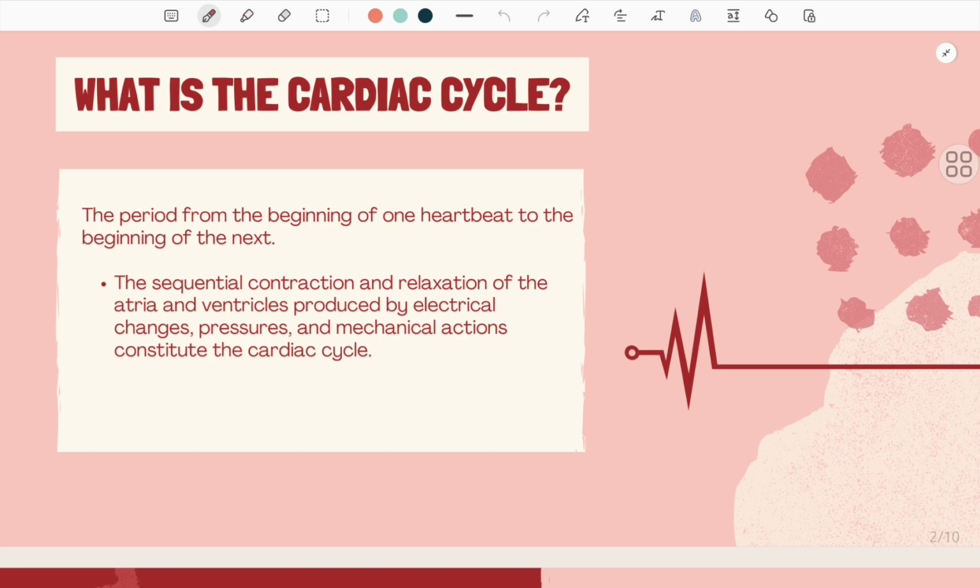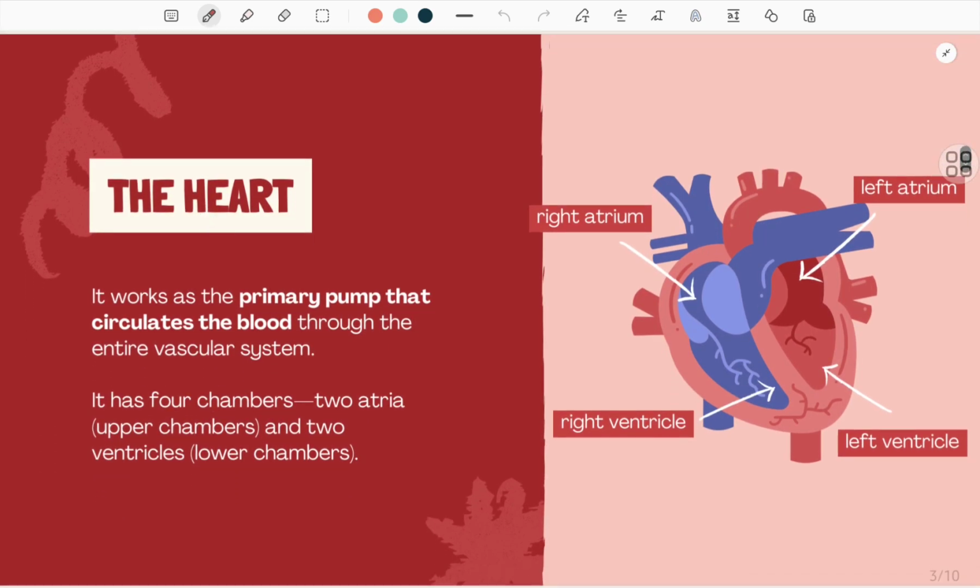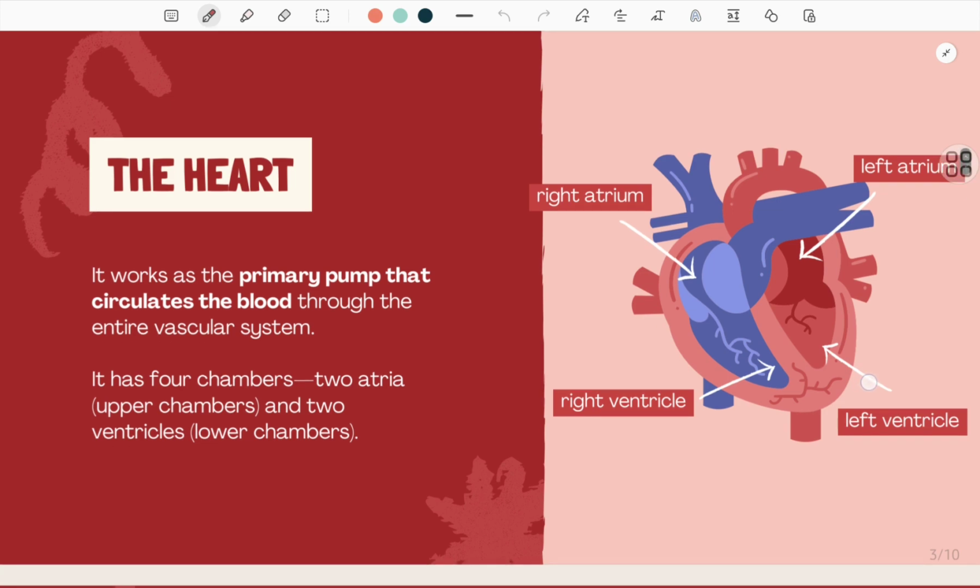So before we dive into the cardiac cycle, I want to have a fast review of the heart and the process of the blood flow. So the heart. The heart works as a primary pump that circulates the blood through the entire vascular system. It has four chambers: the right atrium and the left atrium, known as the upper chambers, and the right ventricle and the left ventricle, known as the lower chambers.